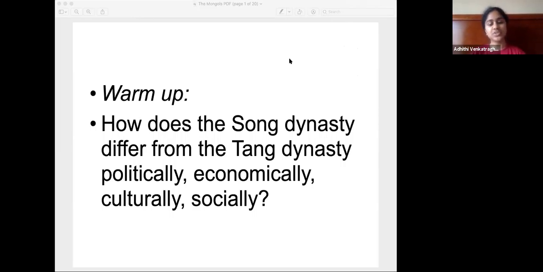As for culturally and socially, a lot more social classes were happening. Someone said the ruling family surname was different from that of the Song Dynasty. Okay, that is also correct. As for economics, a different economic system, a more complex economic system, was displayed in the Song Dynasty. The Song Dynasty was also later. The Tang Dynasty came first, the Song Dynasty came second.